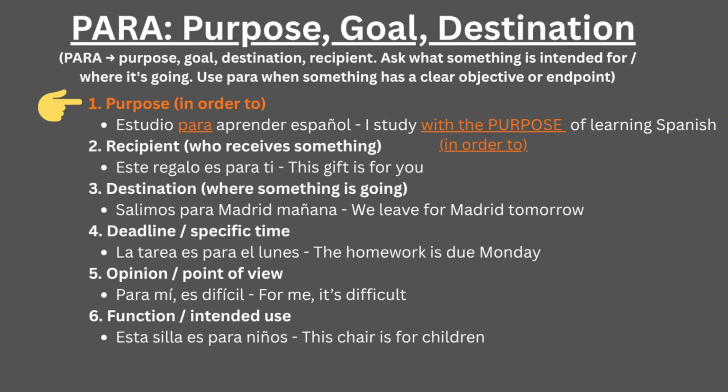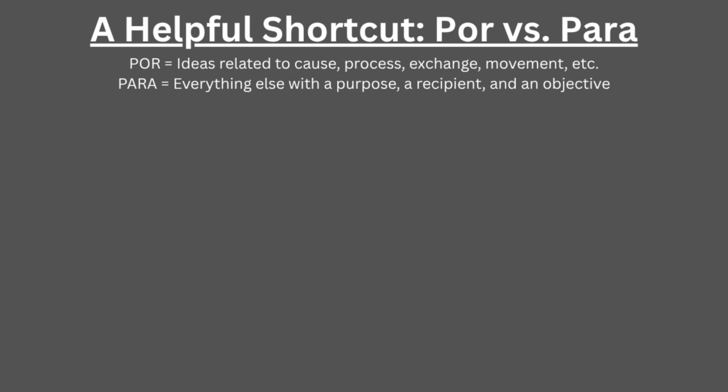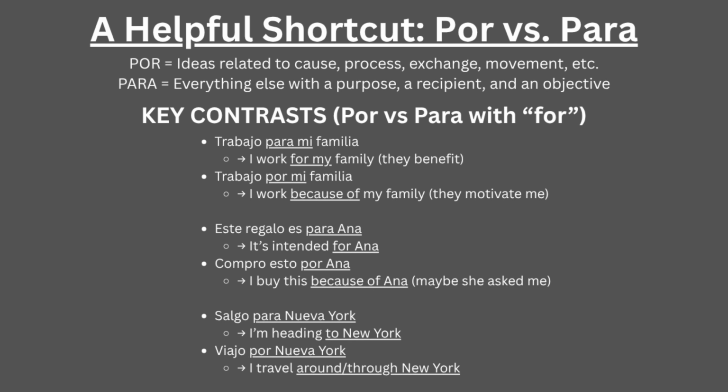At the end of the day, we can look at a shortcut for each word. Por is related to cause, process, exchange, and movement, and para is needed for purpose, recipient, and objective. Even so, we can compare them with the same idea in context. Trabajo para mi familia. I work for my family. They benefit. Trabajo por mi familia. I work because of my family.